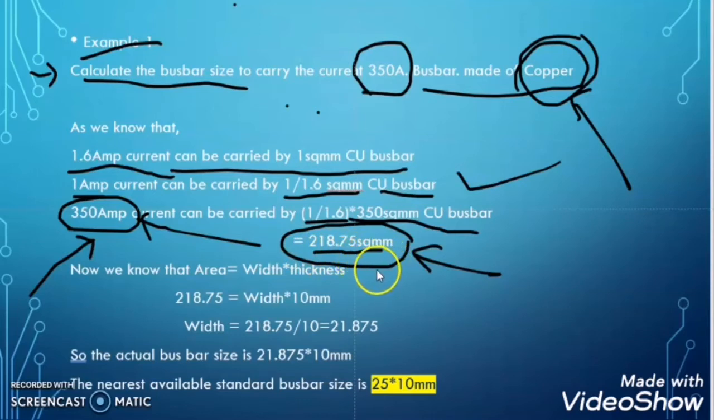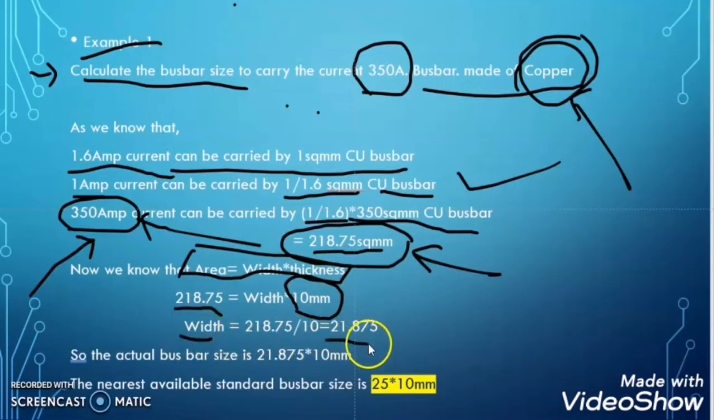218.75 square mm. Now we know the formula that area is equal to width into thickness, right? We know the area we mention here, and as I told you before, the thickness is always 10 mm. Then we can get the width is equal to 21.875 mm. So the actual bus bar size is, we know the width, we know the thickness.